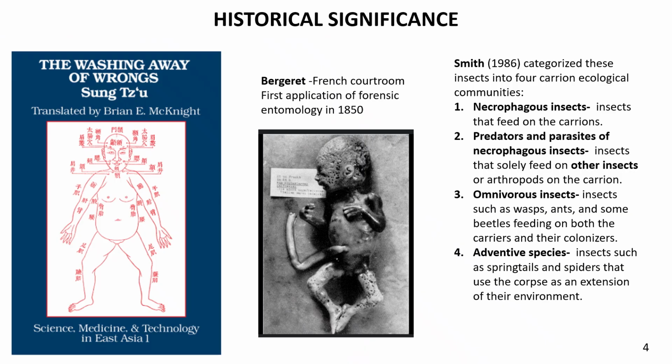So, historical significance. This is a book called The Washing Away of Wrongs, written by Sung Tzu and translated by Brian E. McKnight. Here they have described a case which was solved with the help of forensic entomology. A man was murdered in a rice field after being inflicted with multiple injuries. It was suspected that the injuries were caused by a sharp metal object. The investigator asked the suspects, that is, the rice farmers, to assemble their sickles on the ground.